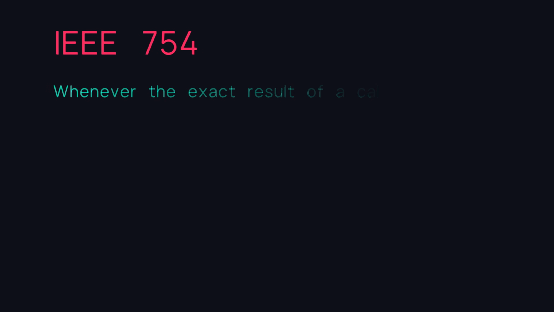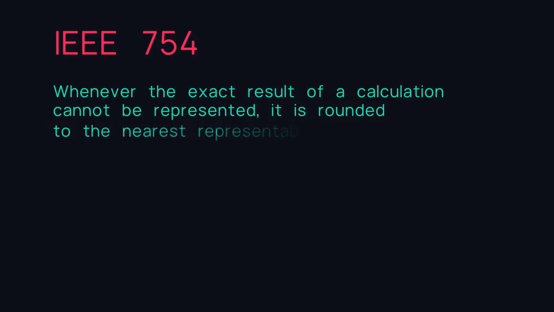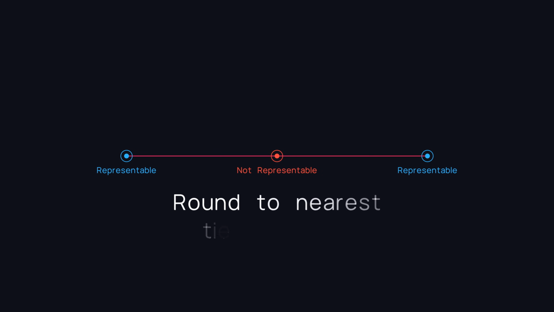According to the IEEE 754 standard, whenever the exact result of a calculation cannot be represented, it is rounded to the nearest representable floating point number. But what if the value lies exactly halfway between two representable numbers? In that case, IEEE 754 uses a special rule called round to nearest, ties to even.